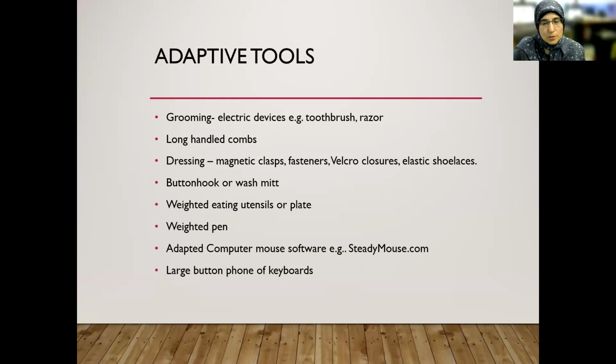Other techniques that can be used if the shaking is significant: an electric razor or electric toothbrush can help. There are long handle combs that can help. Similarly, for dressing, using snap buttons or Velcro closures for shoes and things like that can be really good adaptive techniques. There are button hooks which are available for buttoning. And especially for people who type a lot on the computer, there is now software that can be used instead of a regular computer mouse, which is difficult for people who have a lot of shaking. And then there are keyboards with large buttons as well for individuals who have tremor.